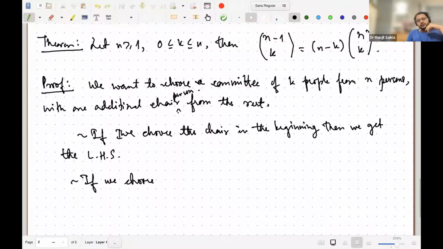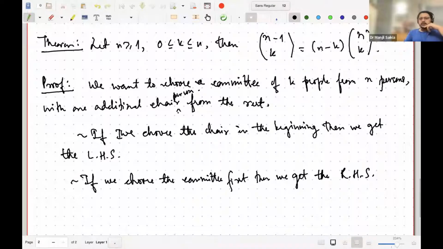So if we choose the committee first, then we get the right hand side. And how is that? So this part is clear. What is n choose k? N choose k is just the number of ways of choosing the committee. So we needed k persons in the committee and we had n persons in total. So this was n choose k.